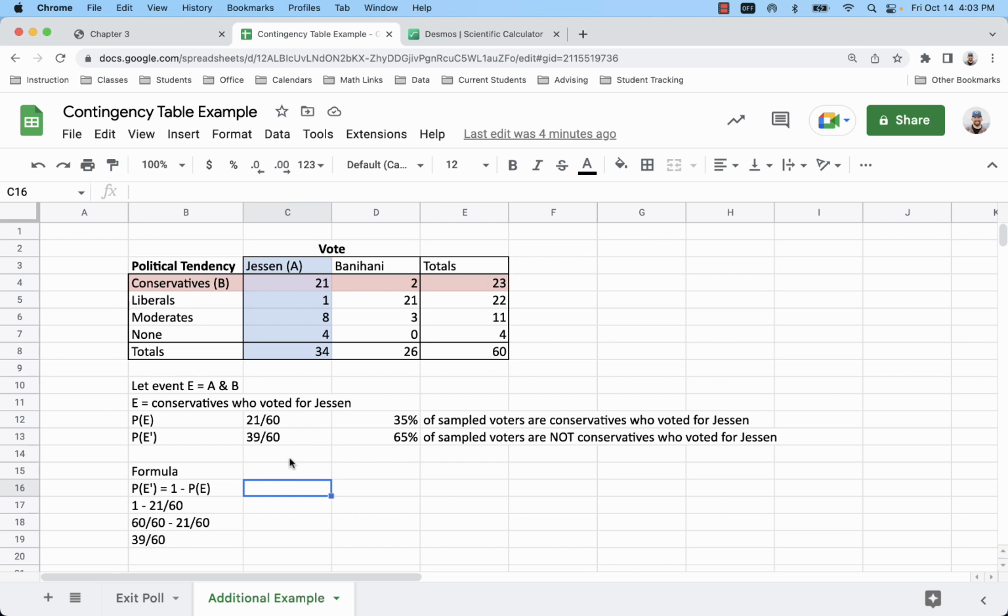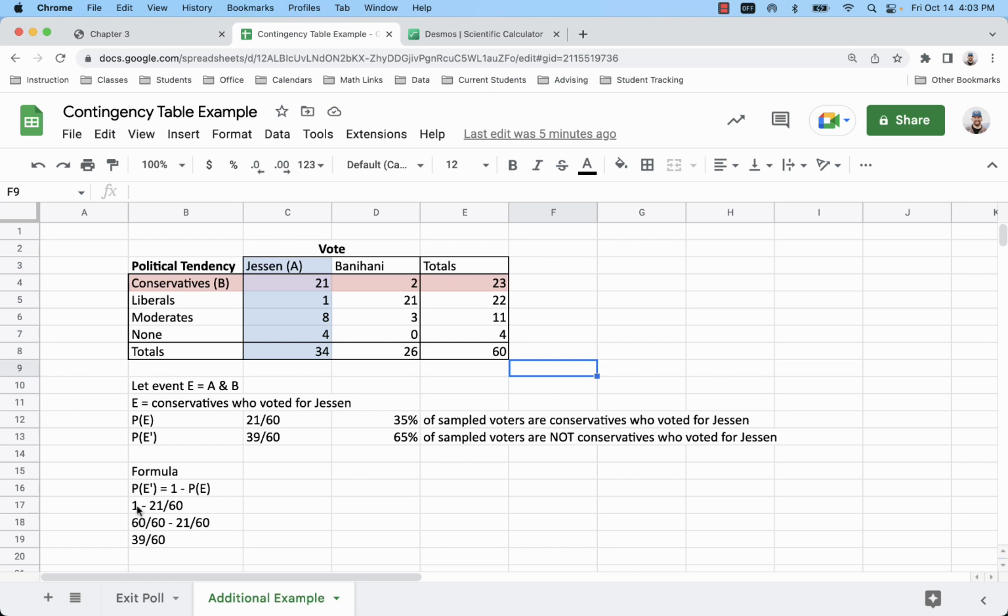So if I want to find the probability of selecting a voter, or the percent of voters who are not conservatives who voted for Jessen, I need to find the complement of that intersection. The way to do that would be to add up all the numbers that aren't in that intersection. So everyone except the 21. But you can see that an easier way to do that would be just 60 minus 21 to get all the rest. And that's essentially where this formula is coming from.